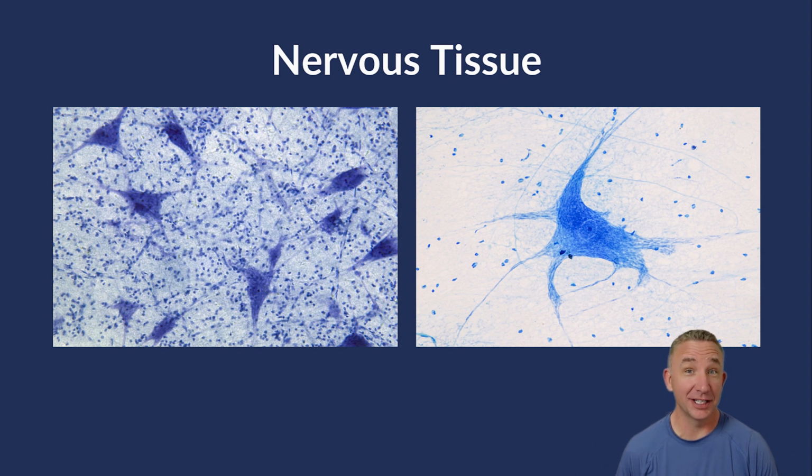Histology of nervous tissue. There are 4 types of tissue in the body: epithelial, connective, muscle, and nervous. When we get into nervous tissue and look at the histology, there are 2 primary types of cells: neurons, which are my nerve cells, and then neuroglia or glial cells, which are the supporting cells.